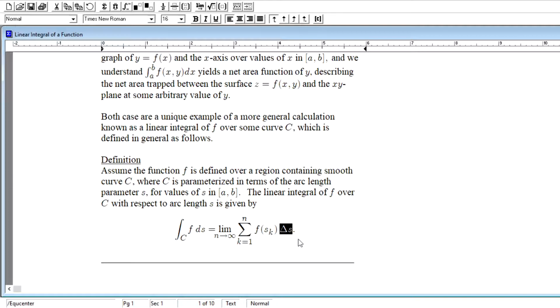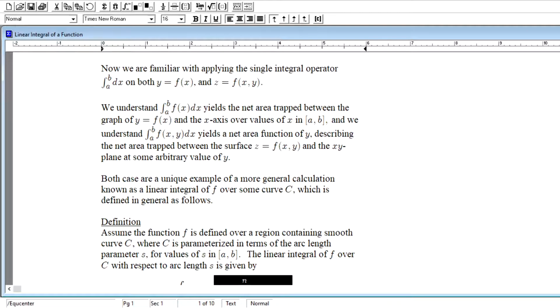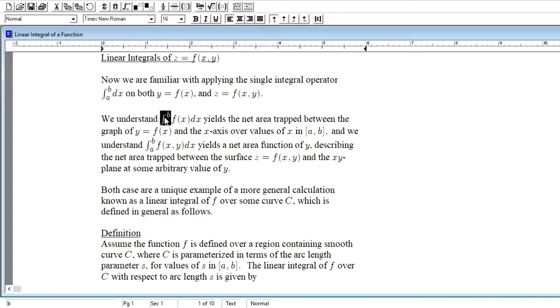We do understand in general that this integral operator here does have this formal understanding. And we have developed this formal understanding of the limit of a Riemann summation as seen here back in Calc 1, when we formally defined this calculation for the integral from a to b of f of x dx.